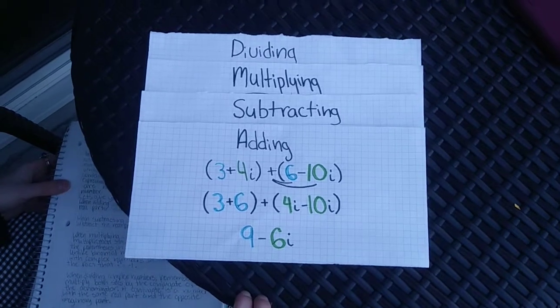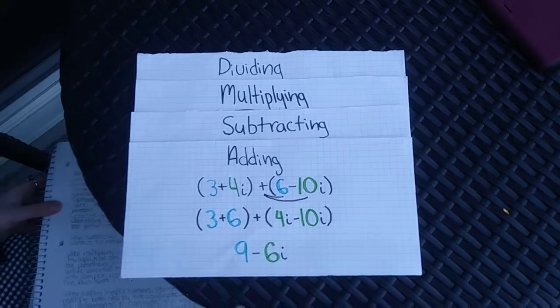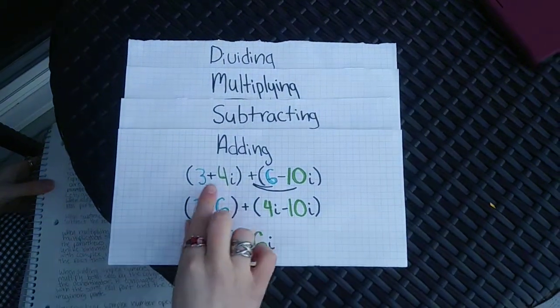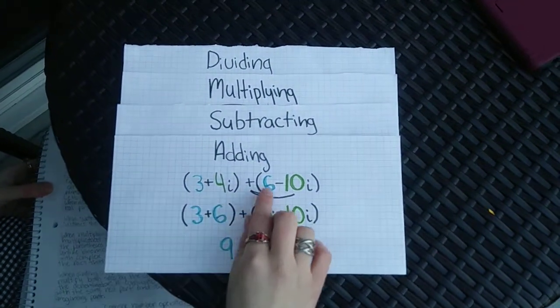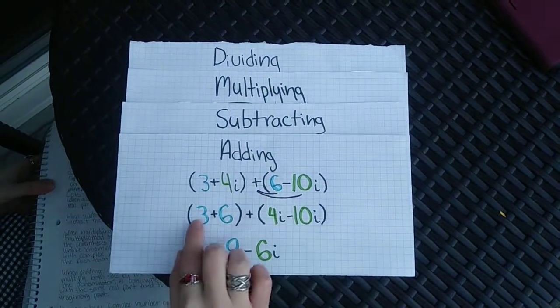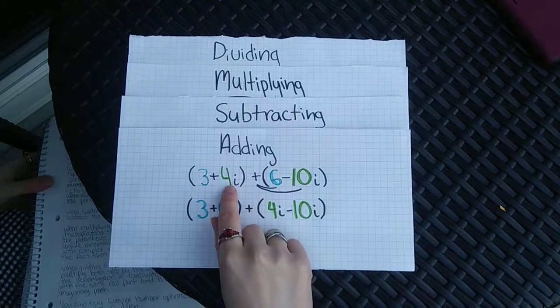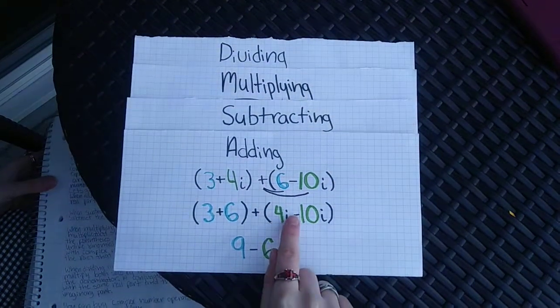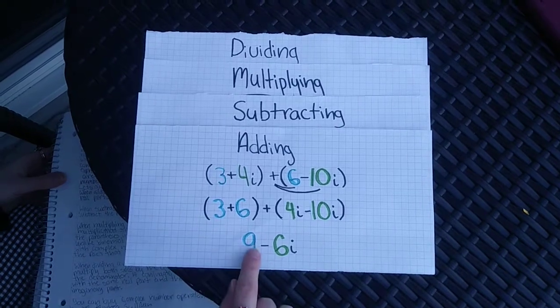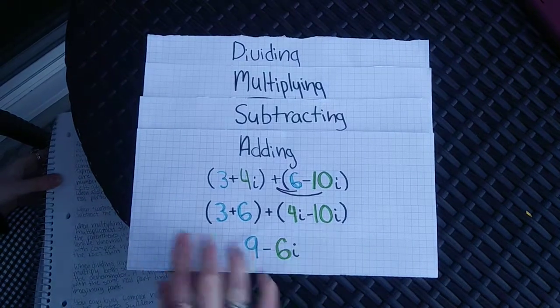When adding complex numbers, simply add the real parts and the imaginary parts. In this example, you have 3 plus 4i plus 6 minus 10i. You add the real numbers 3 plus 6 and the imaginary numbers 4i minus 10i. This comes out to a total of 9 minus 6i.